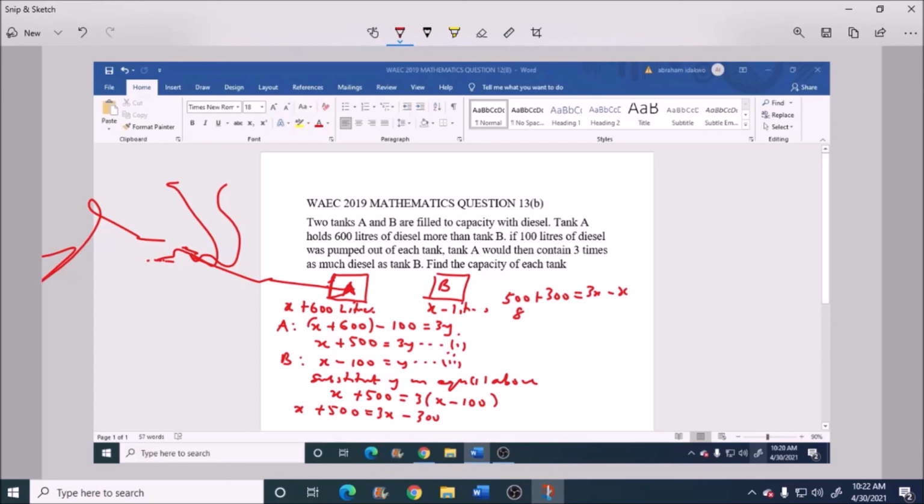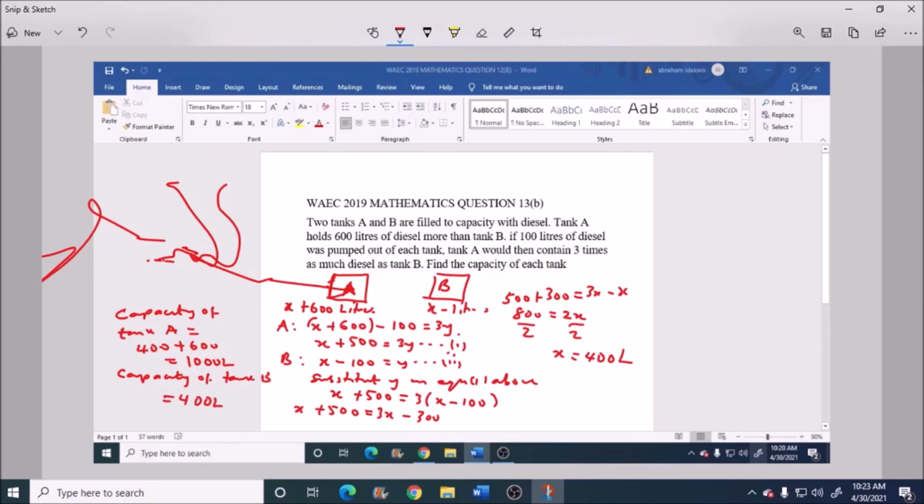So the capacity of tank A is equal to 400 plus 600, which is equal to 1000 liters. Then the capacity of tank B is equal to 400 liters. We have been able to find the capacity of each tank. Capacity of tank A is 1000 liters and the capacity of tank B is 400 liters.